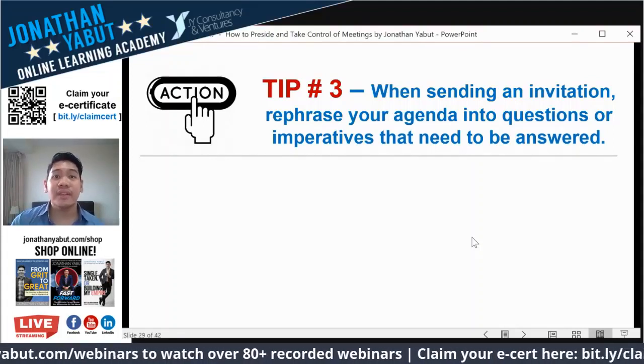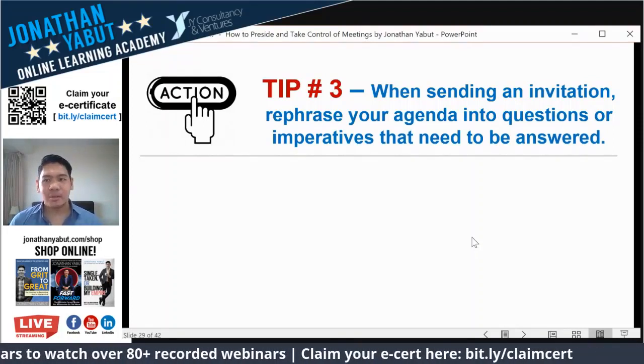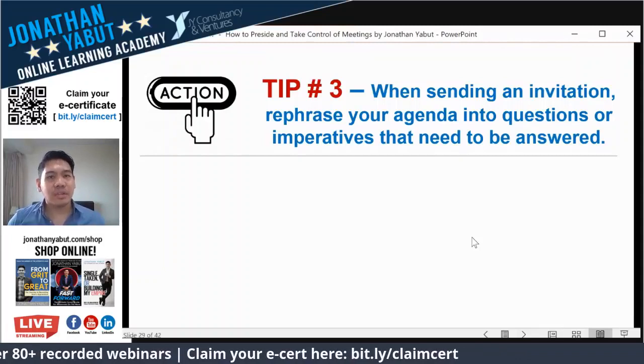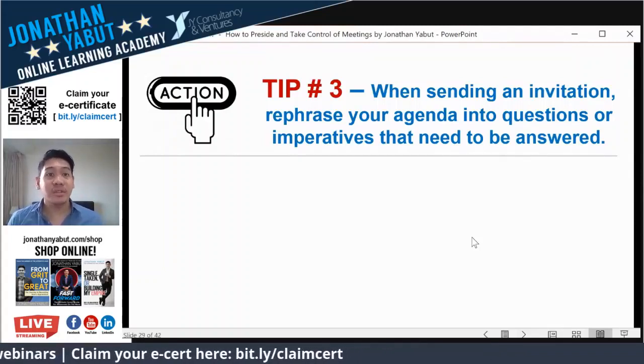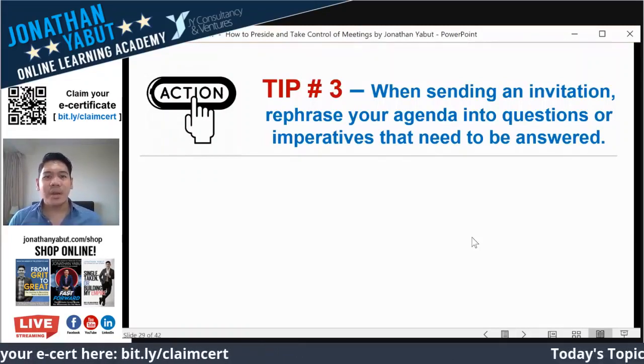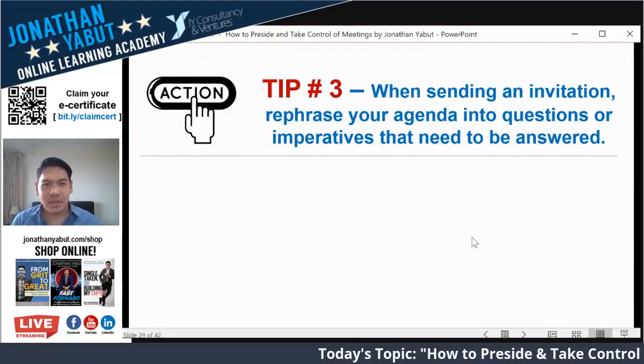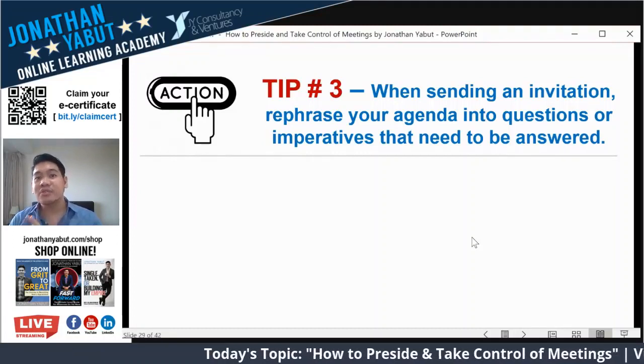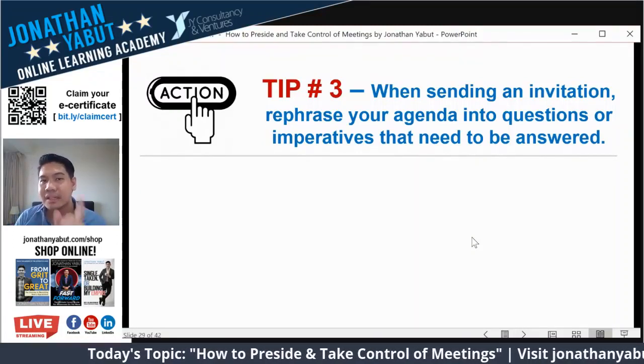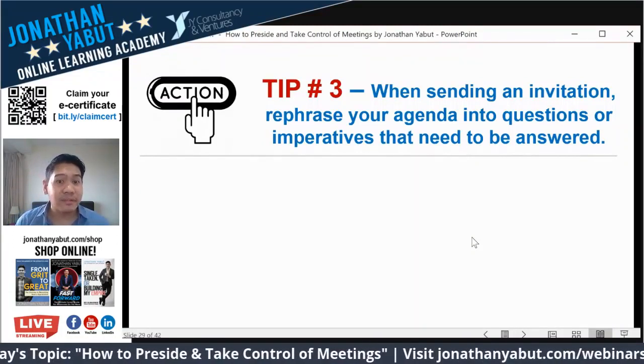When sending your invitation, you may notice by now, because this is part one, part of being able to control the meeting starts with what you do when you invite people. So when sending an invitation, rephrase your agenda into questions or imperatives that need to be answered so that when people get into the meeting, they know what's expected from them.